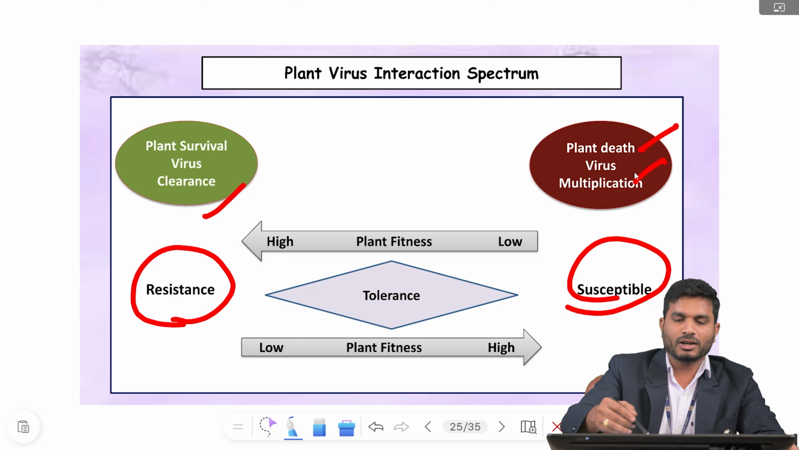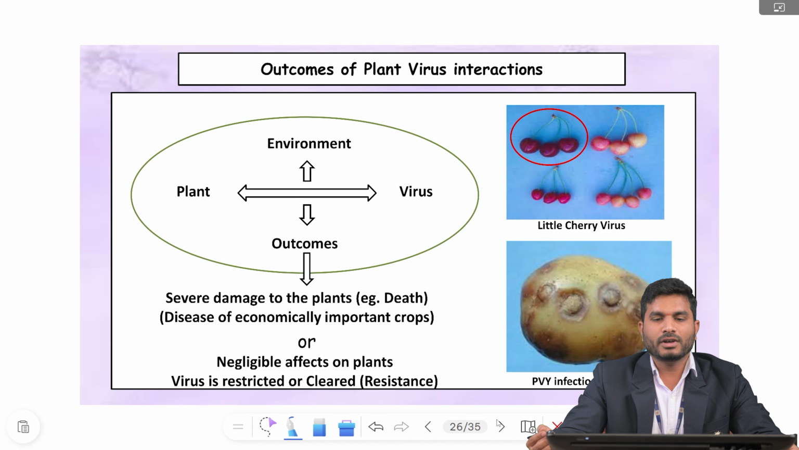In between these terms, there is a term called tolerance. So, outcomes of plant virus interactions. There are three common outcomes: susceptibility, where the virus multiplies freely and causes severe symptoms; resistance, where the R gene blocks viral spread, often through localized cell death; and tolerance, where the disease persists but causes minimal harm. So these outcomes shape disease severity and crop losses.